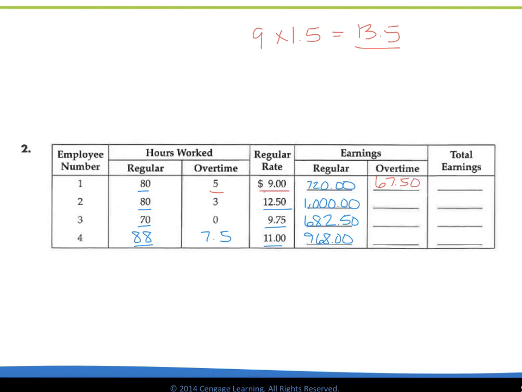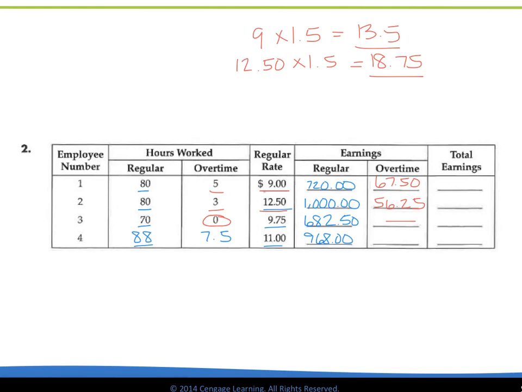Okay. Now I need to figure out my overtime earnings for employee number 2. They earn $12.50 per hour regularly. I'm going to multiply that by the 1.5, and that's going to get me $18.75 an hour. So to figure out the overtime earnings for employee number 2, I'm going to take that 3 hours, multiply it by the $18.75 that I just came up with, and that is going to give me $56.25. Okay. Employee number 3, they had 0 hours of overtime, so I'm not going to have any overtime earnings.